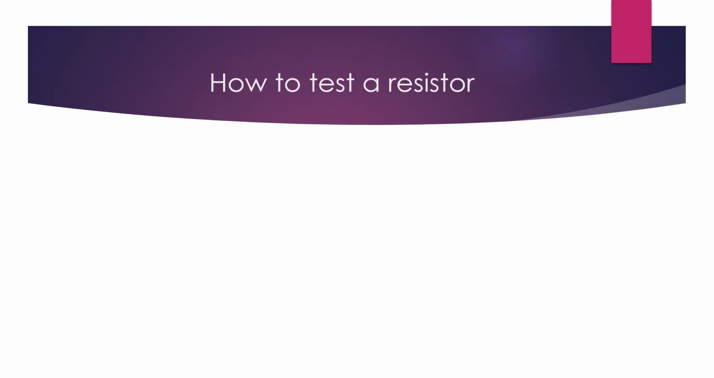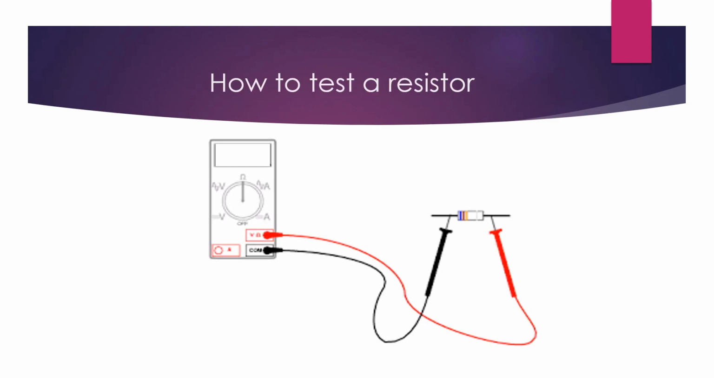To test a resistor, set your multimeter to the resistance mode. Place the probes on each end of the resistor. The display will show its actual value. If it's way off, the resistor might be damaged. This is helpful when color codes are faded or if you're reusing components.